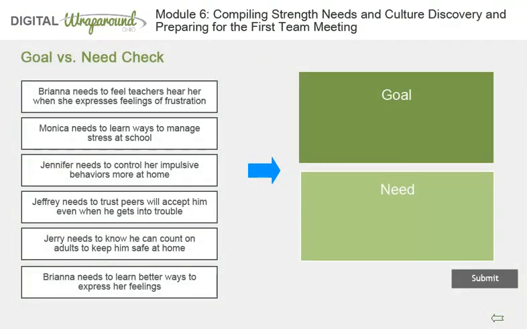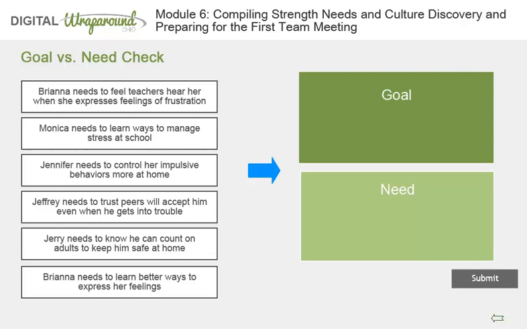Let's take a look at some need statements versus goal statements. Can you select the ones that read more as need statements rather than goals? Are they easy to tell apart? Why or why not? Check your understanding of goals versus needs. Pick the statement on the left and then drag it over into the correct box on the right. Push submit when you think you have all the correct answers.